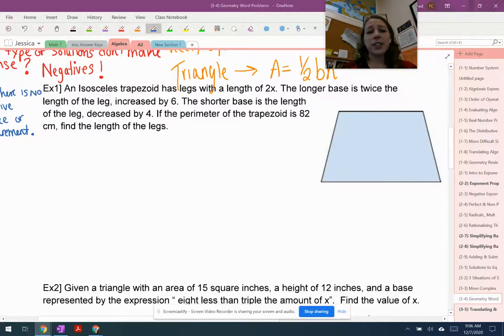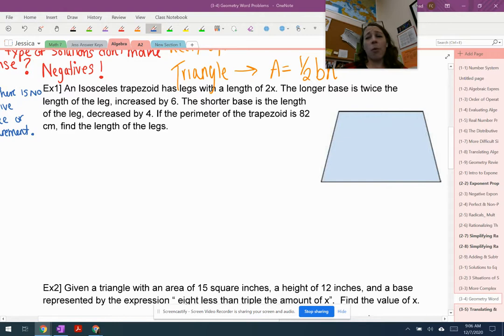So here we have our first example for Algebra Notes 3-4. An isosceles trapezoid has legs with a length of 2x. The longer base is twice the length of the leg, increased by 6. The shorter base is the length of the leg, decreased by 4. If the perimeter of the trapezoid is 82 centimeters, find the length of the legs.